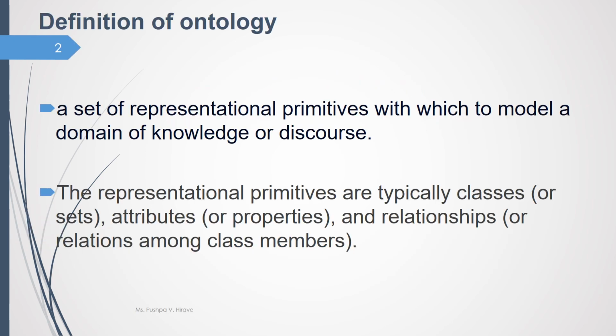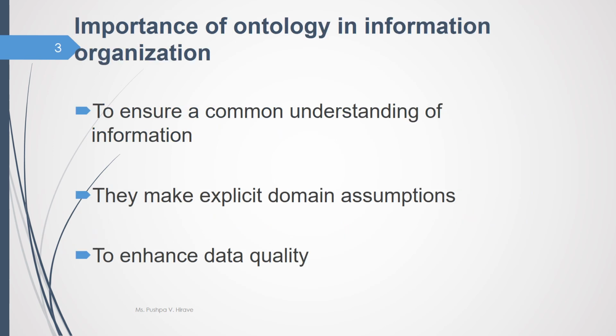First, we will see the definition of ontology. Ontology is a set of representational primitives with which to model a domain of knowledge and discourse. The representational primitives are typically classes or sets, attributes or properties, and relationships or relations among the classes. Importance of ontology in information organization.